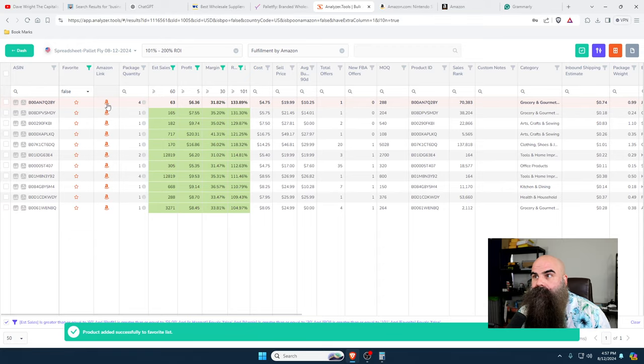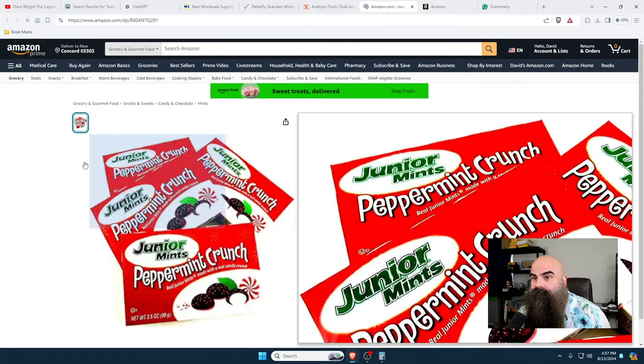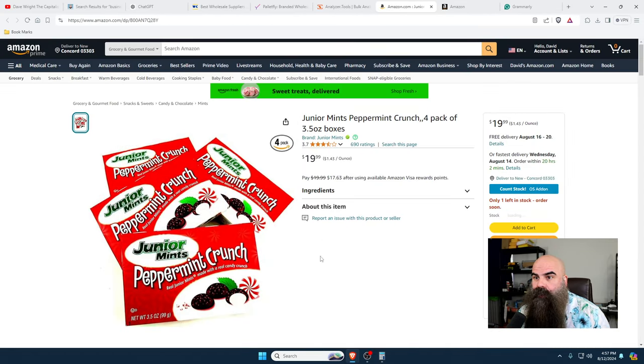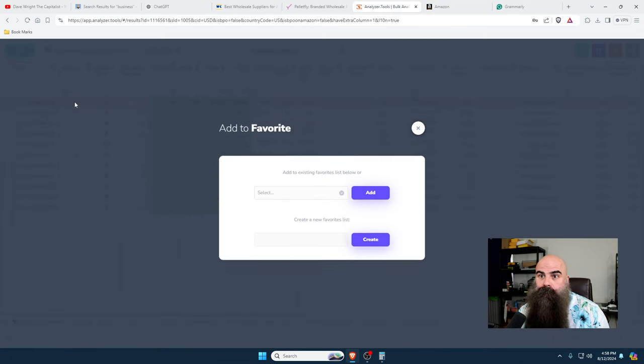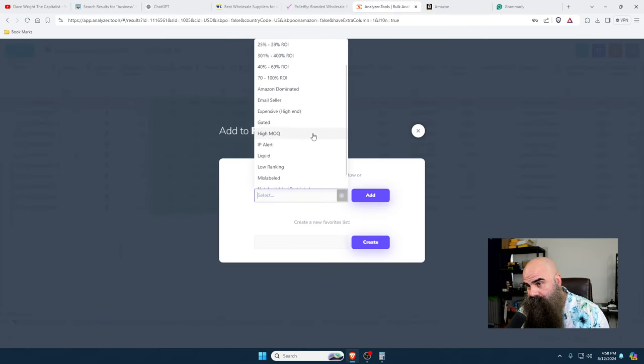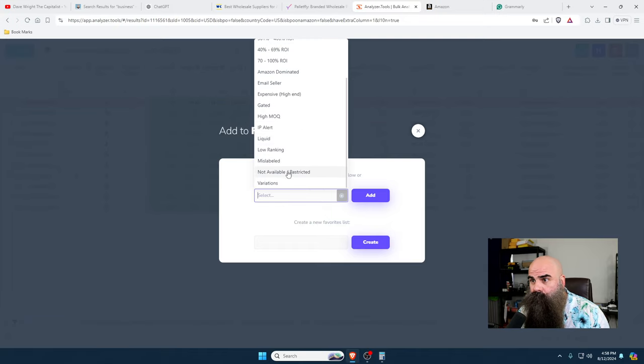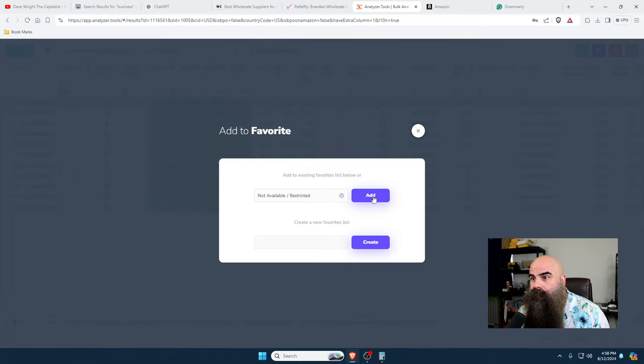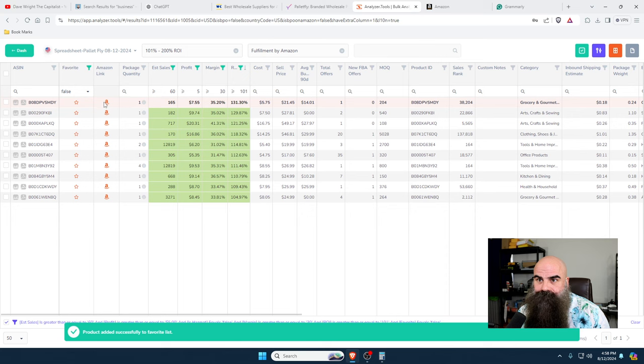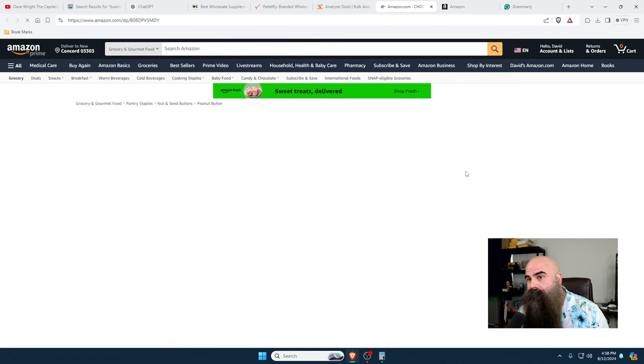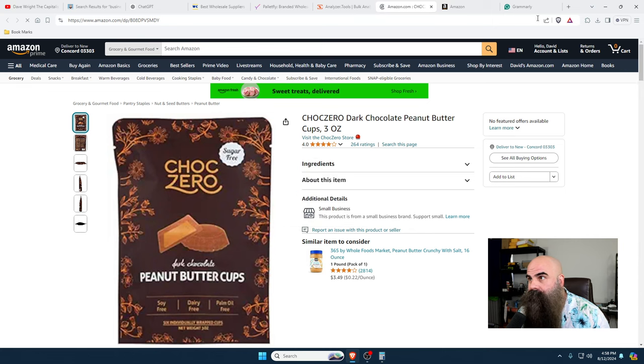On to the next. I was hoping that I would find something here for you. Here's Peppermint Crunch. These are meltables. I don't want to deal with meltables. Meltables just means that if they ship them to the person for you, and they're sitting on the porch, they can get damaged. It's not worth having a customer pay for something and then it's getting damaged. IP alert.